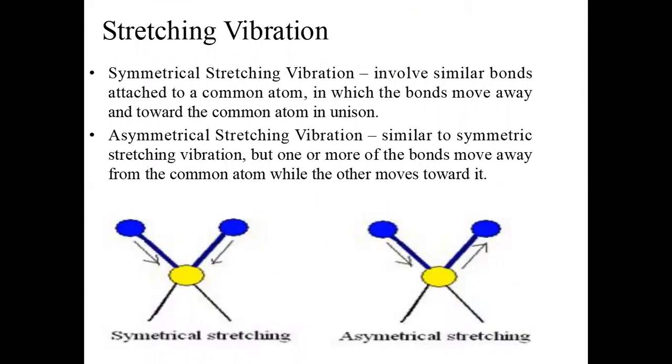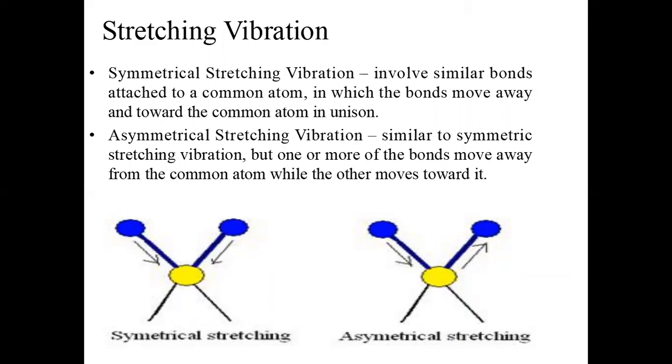Stretching vibrations. There are two types of stretching vibrations: symmetrical and asymmetrical. Symmetrical stretching vibration involves similar bonds attached to a common atom in which the bonds move away and toward the common atom in unison. In asymmetrical stretching vibration, similar to symmetric stretching vibration, but one or more of the bonds move away from the common atom while the other moves towards it.